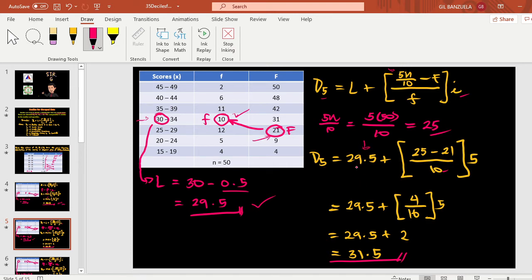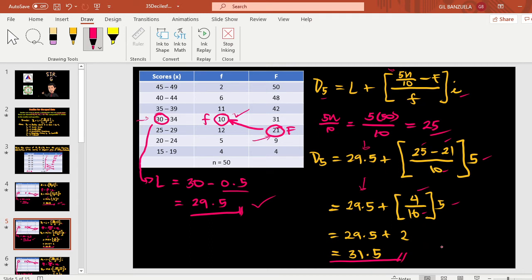So decile 5 is equal to the true lower limit, which is 29.5 plus a quantity of, again plugging in the value of kn over 10, which is 25 in this case, minus the cumulative frequency 21 all over the frequency where the lower limit is located, which is 10, and to be multiplied to our class interval, which is equal to 5. Now bringing down 29.5, then plus simplifying 25 minus 21 gives us 4, of course, over 10, then multiply to 5, and that is equal to 2. So 29.5 plus 2 is equal to 31.5.